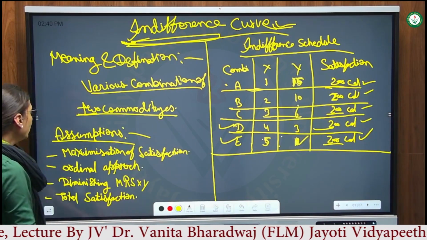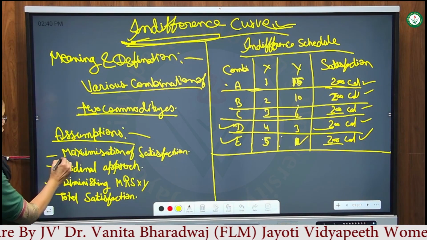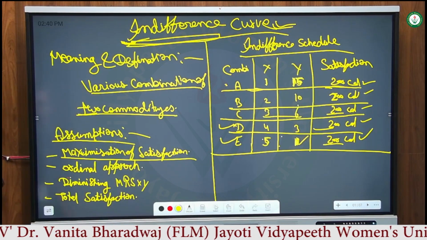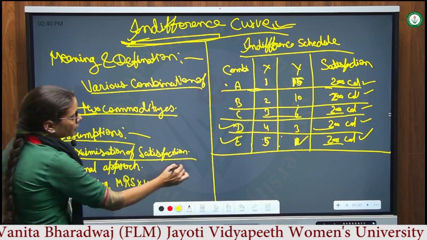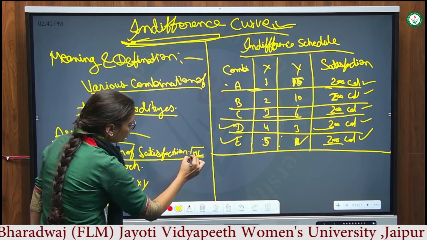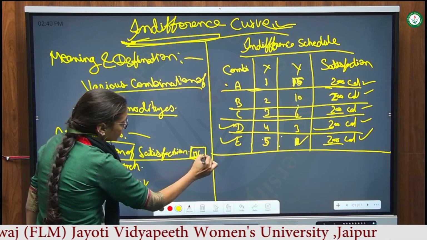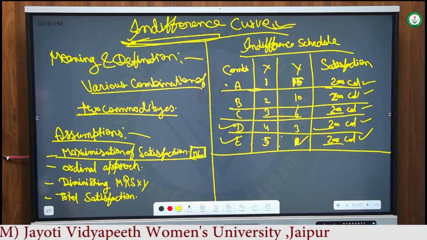Assumptions of the theory. The first assumption is the maximum satisfaction of the consumer. The main purpose of the indifference curve is to provide the maximum satisfaction to the consumer, given that money resources are limited. So he wants to get maximum satisfaction, and according to indifference curve theory he can get it. The second assumption is ordinal.